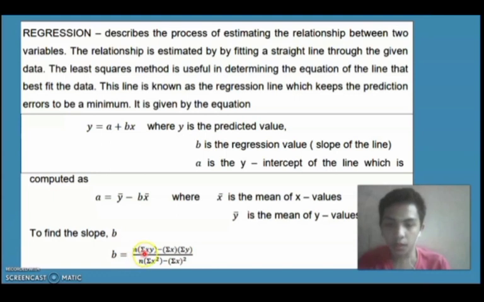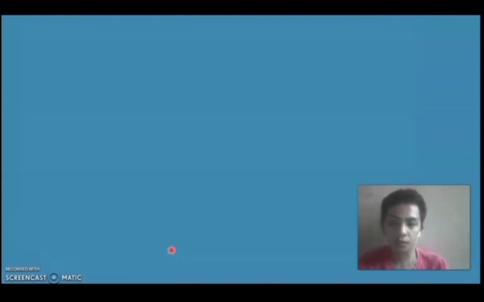n multiplied by the sum of xy, subtract the product of the sum of x and the sum of y, divided by n multiplied by the sum of x squared, subtract the sum of x, squared. This is the formula for finding the slope.